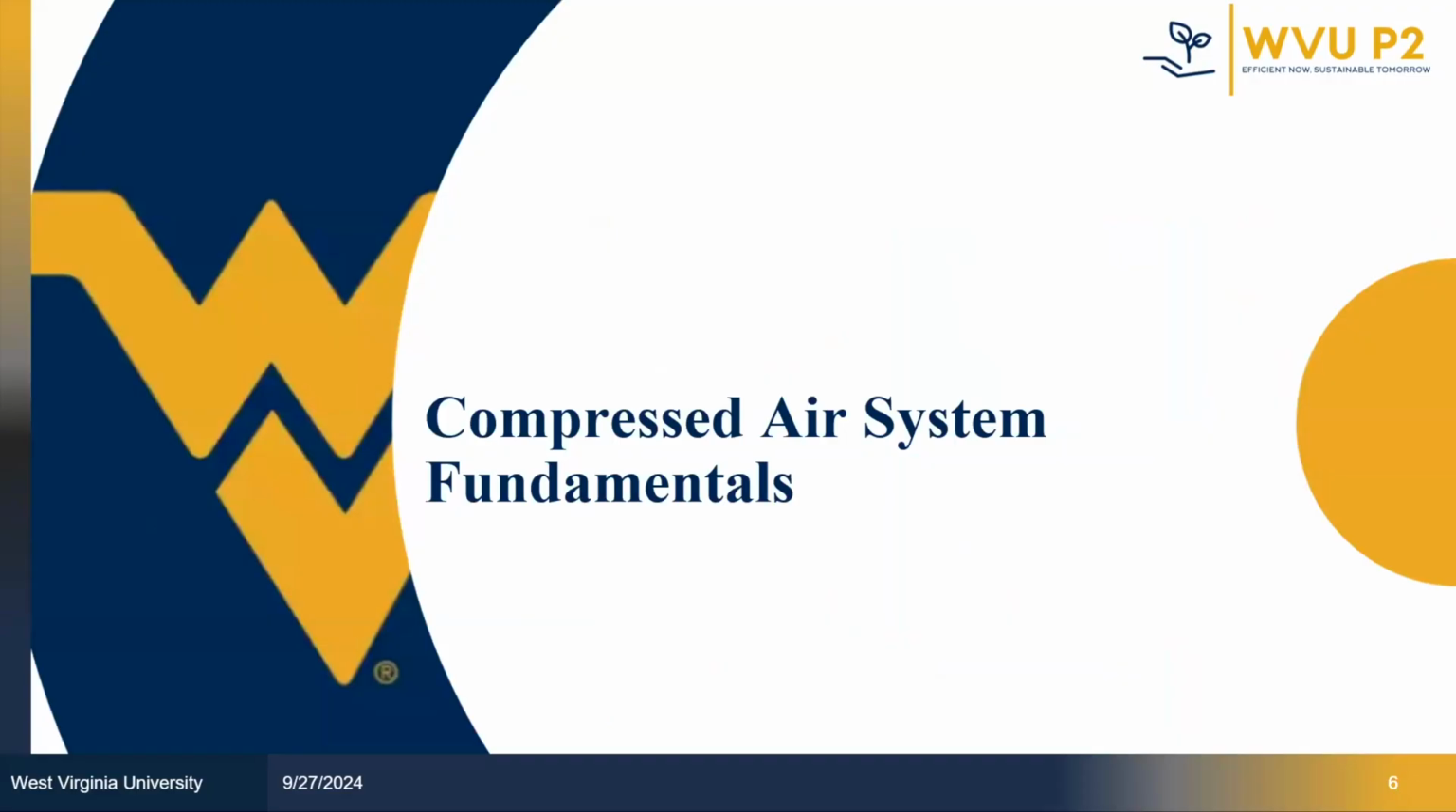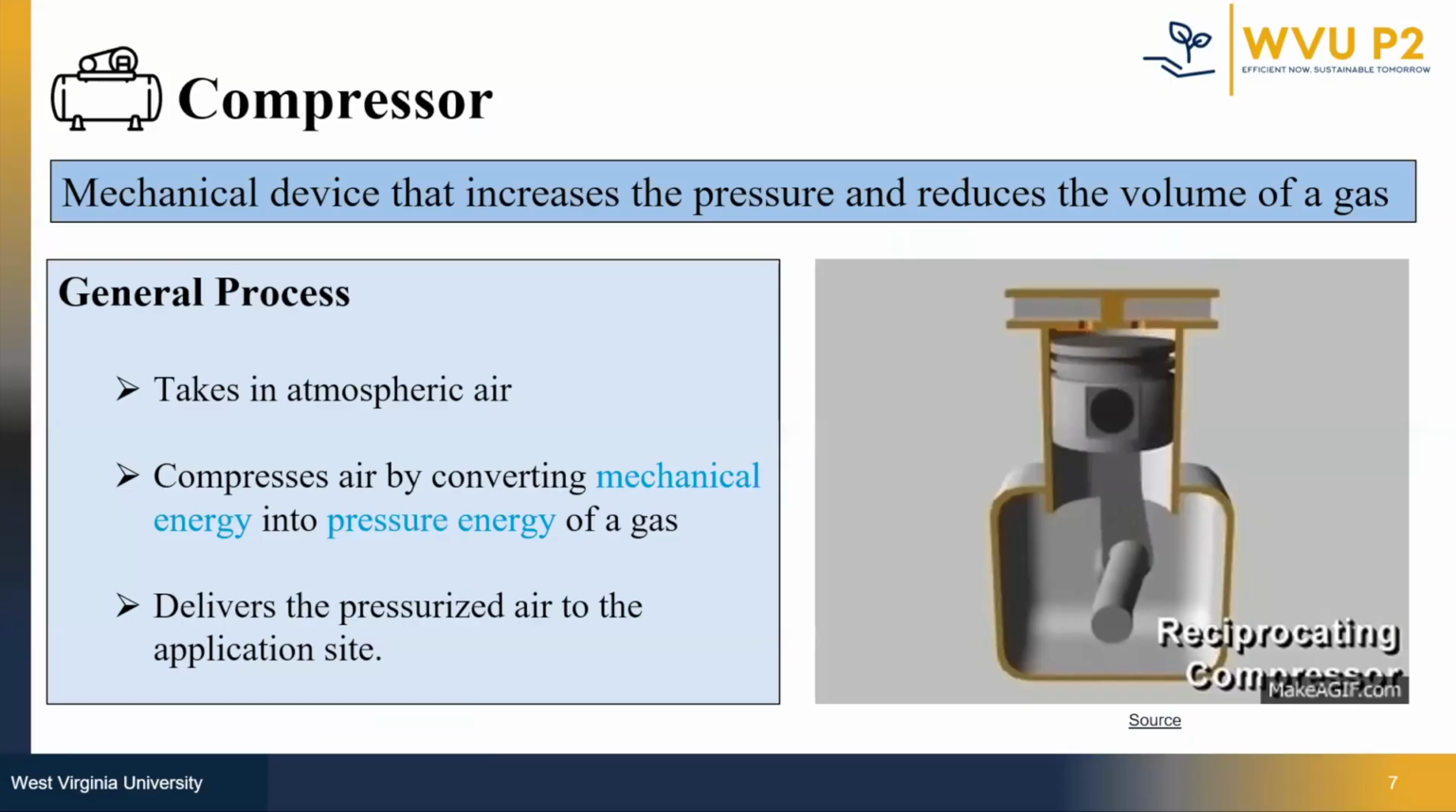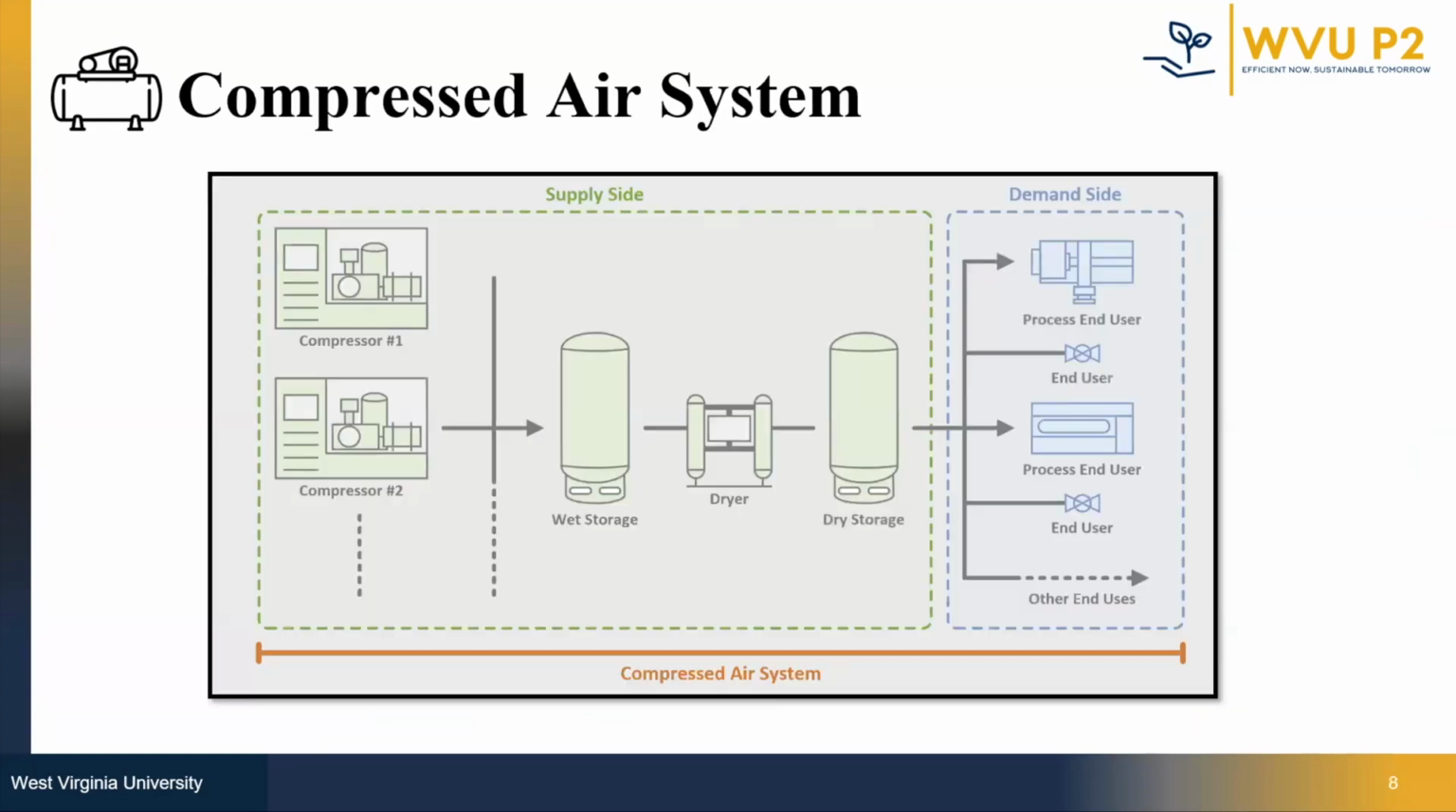Let's begin with the fundamental of how it operates. A compressor is essentially a mechanical device that increases the pressure and reduces the volume of a gas. Electric motors are used to compress air. That pressurized air is then distributed through the system to power tools, equipment, or different industrial processes. The compressed air system can be broadly divided into a supply side and demand side as shown in the slide.